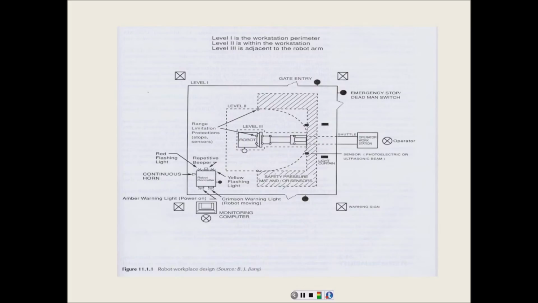So usually level 1 is out on the workstation parameters. So these would be your fences and everything that you set out on the parameter of the robot. Level 2 is when we come into the work envelope. So these would be your safeguards on your gates and everything, which detects when somebody enters the robot area. And then level 3 would be if you get in the reach of that sucker. And they have different sensors that basically detect that.